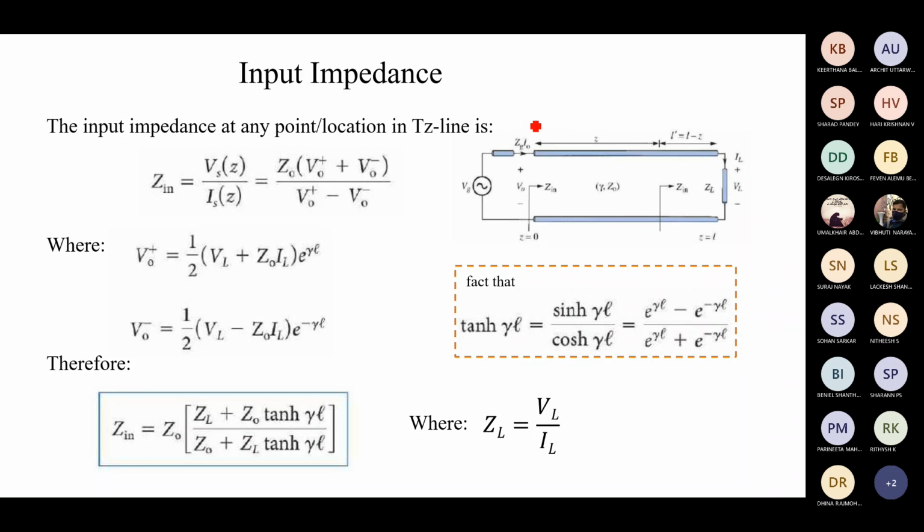So this is the Z equal to 0 point. This is the Z equal to L point. At any particular point, if we say the location is Z, we should be in a position to calculate the input impedance. So what is the advantage of that?